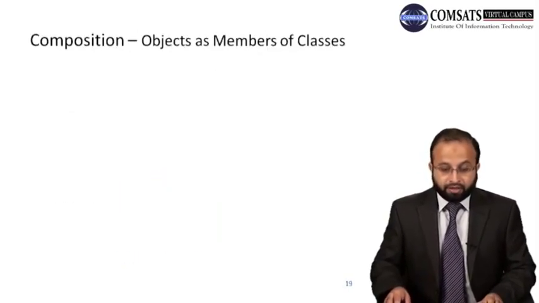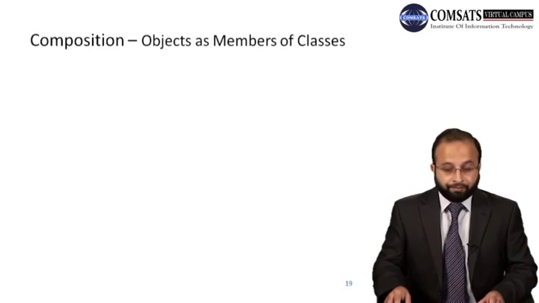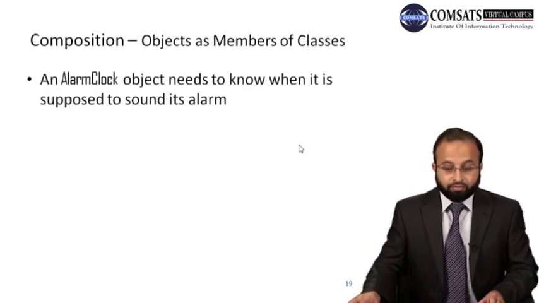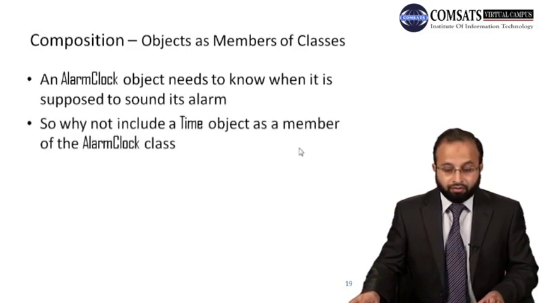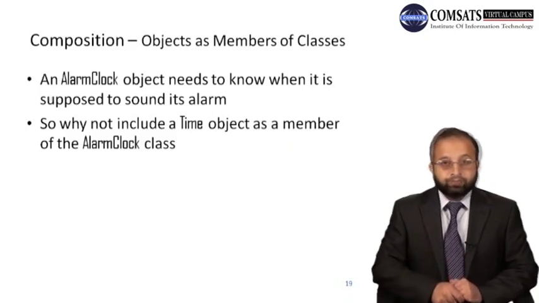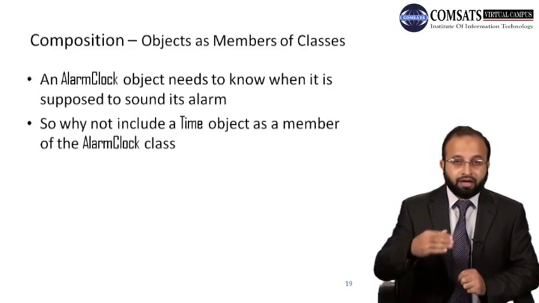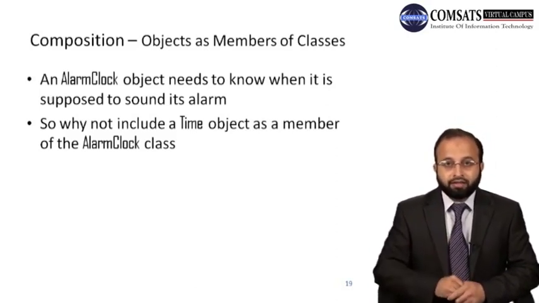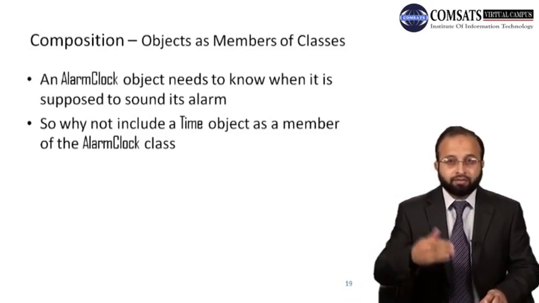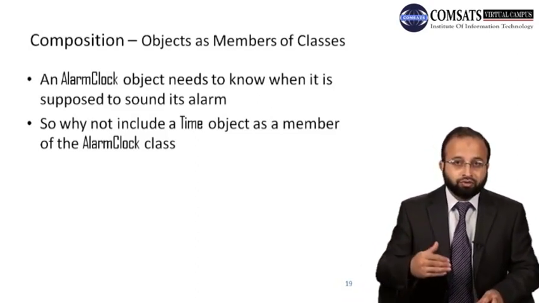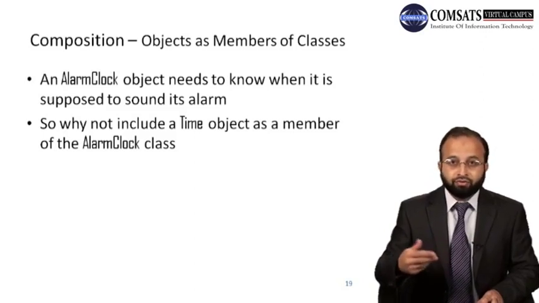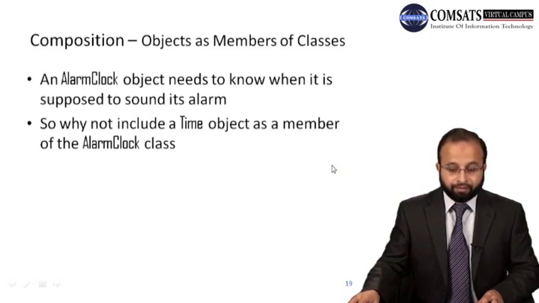And objects. Now let's come to another topic that is called composition, that is object as a member of a class. An alarm clock object needs to know when it is supposed to sound an alarm, right? So why not include a time object as a member of an alarm clock class? We have a class whose name is alarm clock, and then we can have another object as a data member of that class, and that object is of class time. It stores hours, minutes, and seconds values. So it needs to know the time, that is, when to start ringing the alarm.